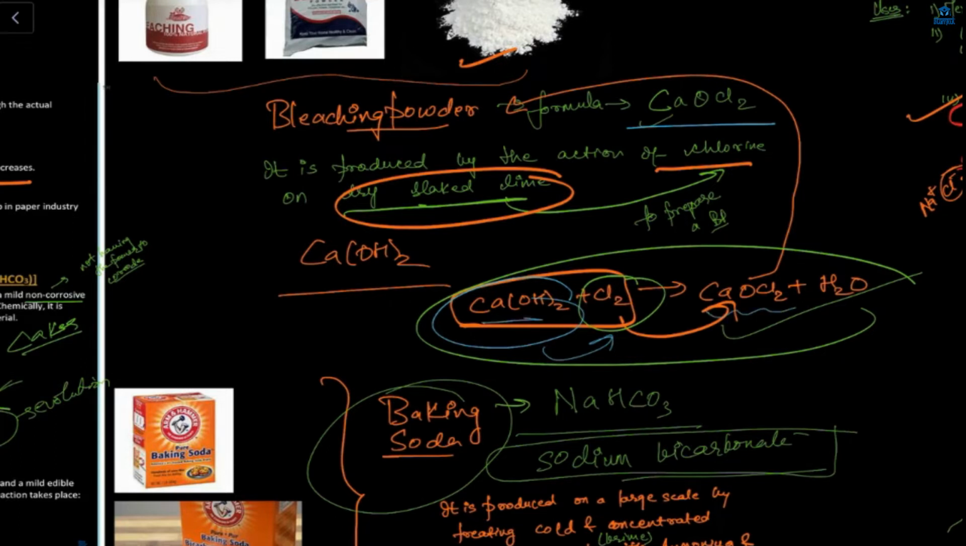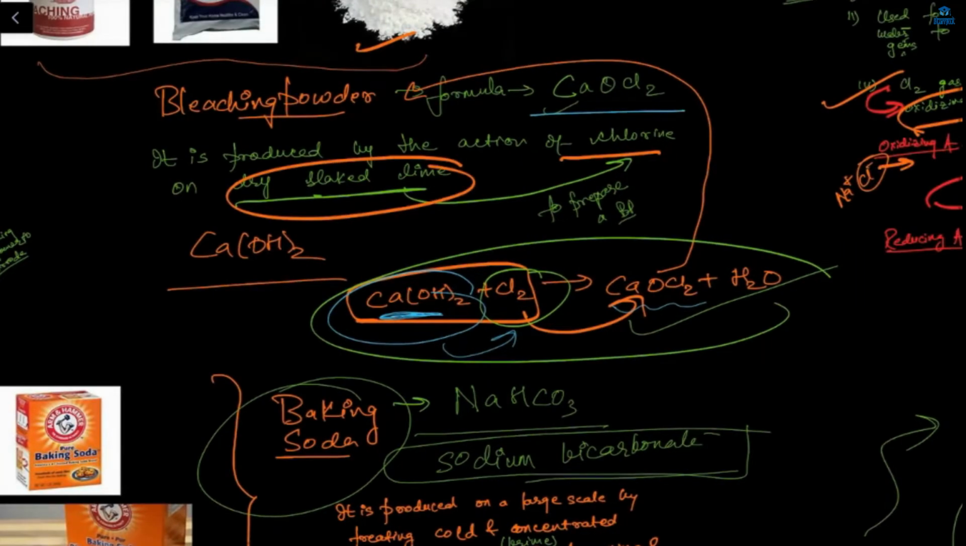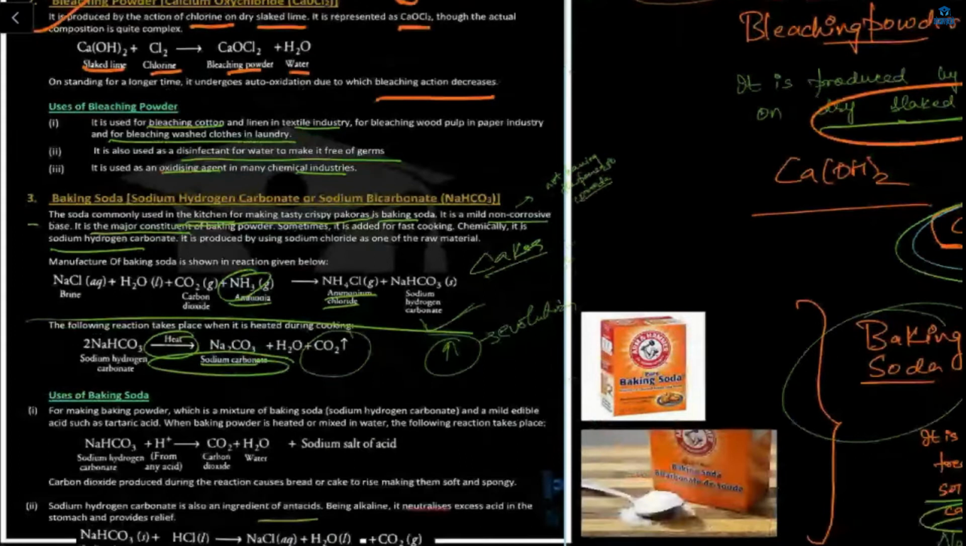This is the formula of dry slaked lime. Okay, and we will get bleaching powder plus water. Okay, so this part was done. Uses and all was also done.